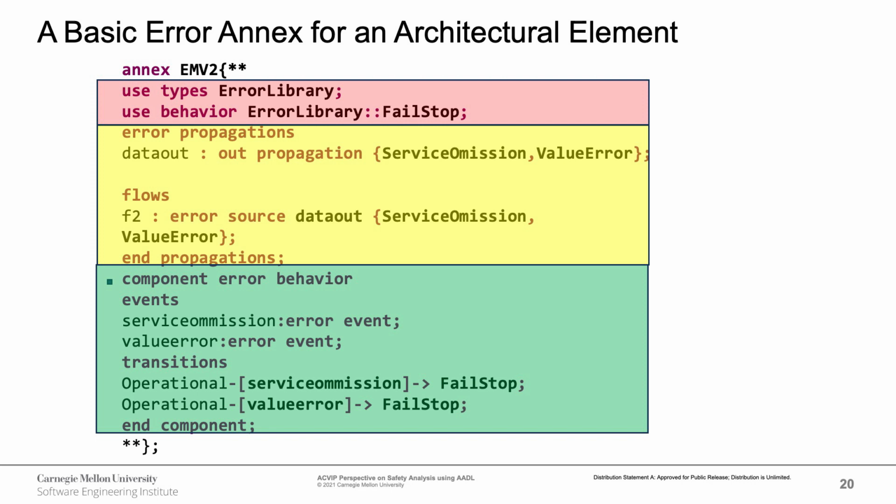The green section shows how things behave, what events can occur, and transitions between states because of these events. We defined 2 error events, service emission and value error event, that will be propagated through flow F2. Once the error event occurs, there will be a transition from operational state to fail-stop.